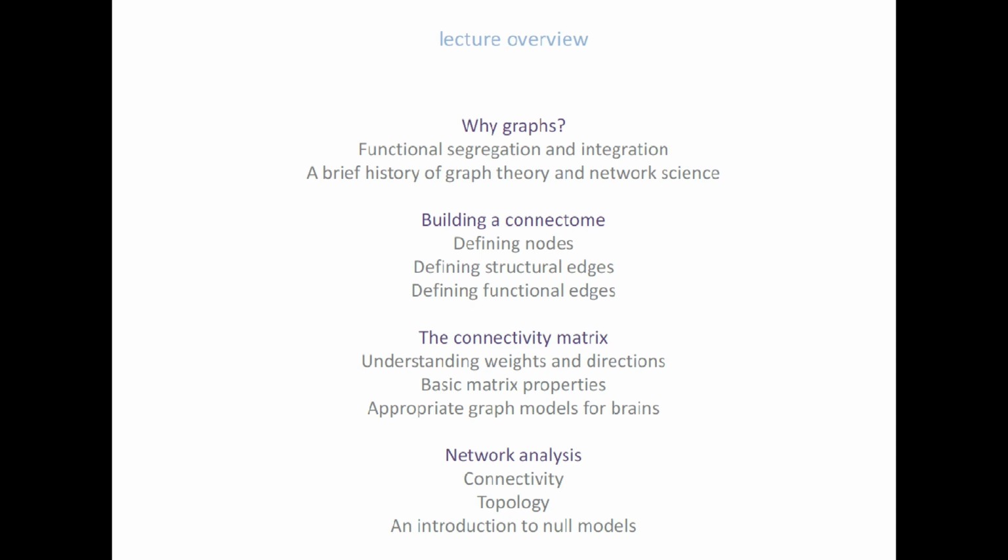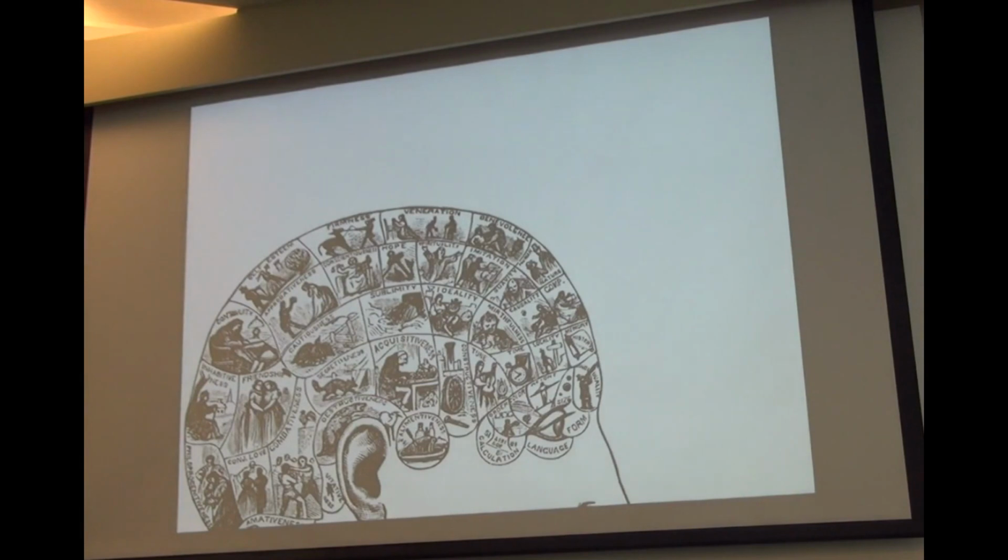So why graphs? Well, it's often said that the two fundamental principles of brain function are functional segregation and integration. The idea is that with functional segregation, different parts of the brain are specialized for performing particular functions. This is an idea that traces back, at least in its modern form, to Franz Joseph Gall, working in the 1700s. His idea was that the size of a brain region was related to how important or prominent a particular ability or trait was in a person's personality.